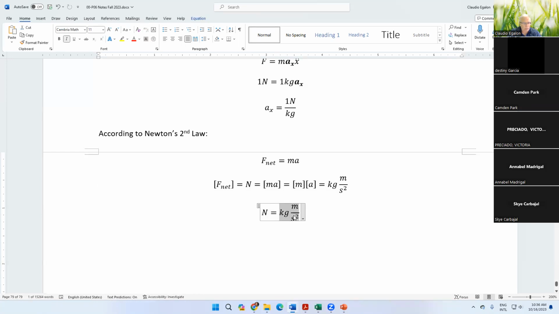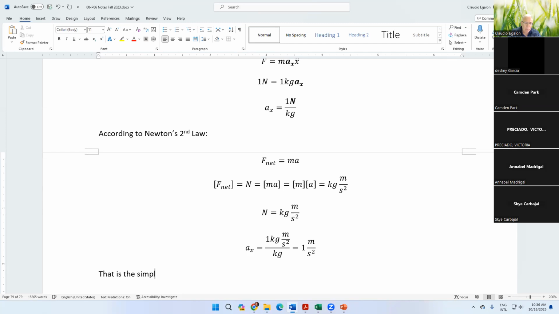Substituting that right in here, we find what we are supposed to find. We find that the unit of acceleration is going to be the meter per second squared. So it makes sense, right? This result here. So the acceleration we end up getting is 1 meter per second squared.